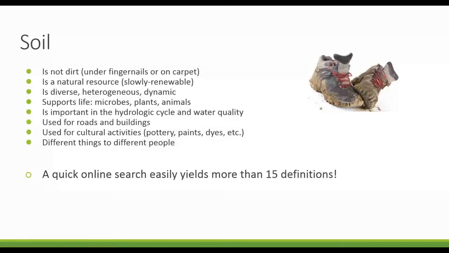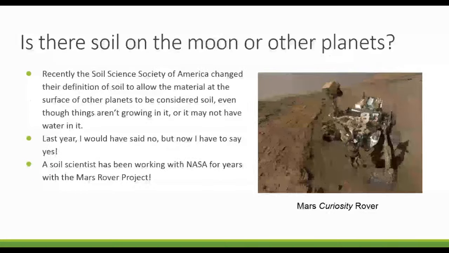Soil is important in this hydrologic cycle that we mentioned earlier because the water is moving through that cycle, and part of that cycle is in the soil. And if it goes through the soil, it can either improve the water quality as the organisms living in the soil can clean the water, or if things are not managed well, sometimes those nutrients can get into the water and cause problems. Soil is a building media. We use it for roads and buildings. We've used it for art and culture for years, generations, and millennia. And if you do a quick online search, you can easily find more than 15 definitions.